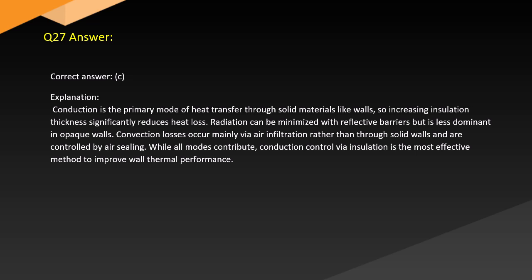Radiation can be minimized with reflective barriers, but is less dominant in opaque walls. Convection losses occur mainly via air infiltration rather than through solid walls and are controlled by air sealing. While all modes contribute, conduction control via insulation is the most effective method to improve wall thermal performance.